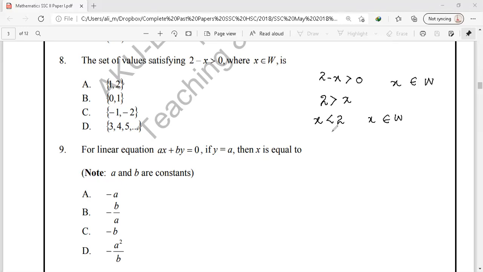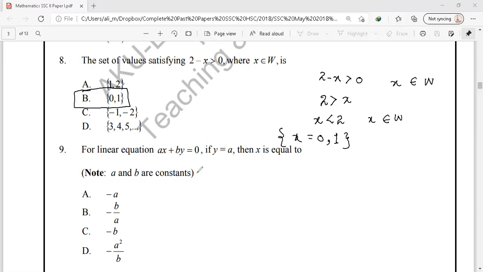So the whole numbers that are less than 2, so the values of x will be x equals to 0 and x is equal to 1. So this is our correct answer. So in question number 8, the correct answer is option B. So this is our correct option, 8B.